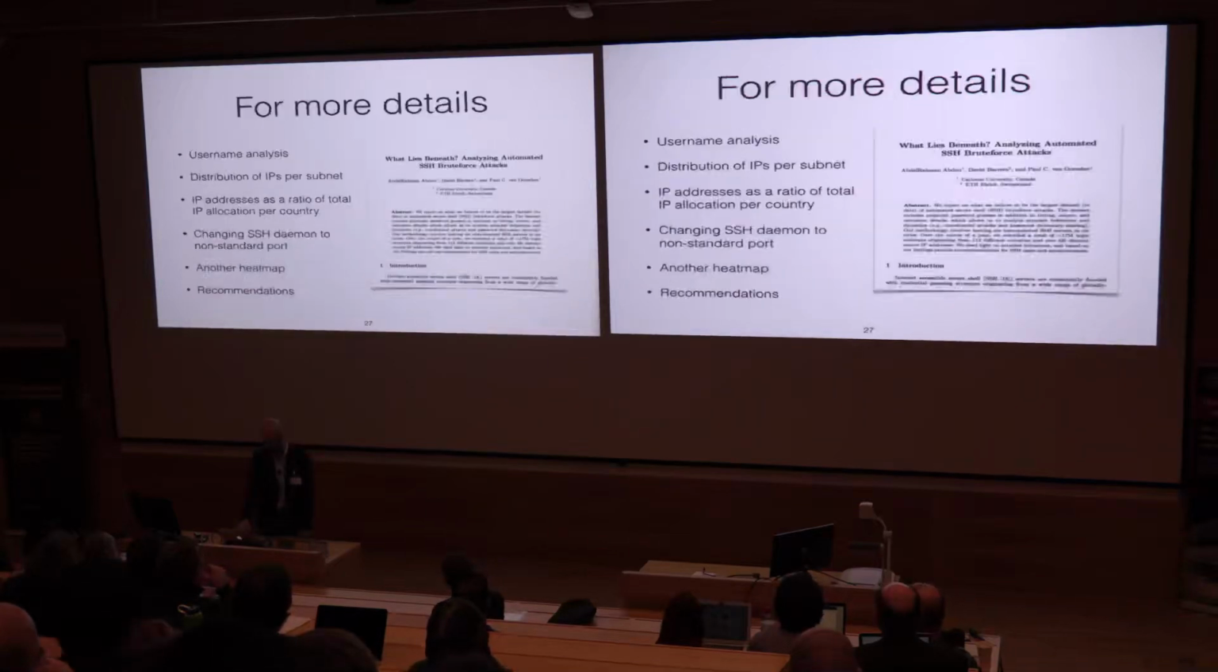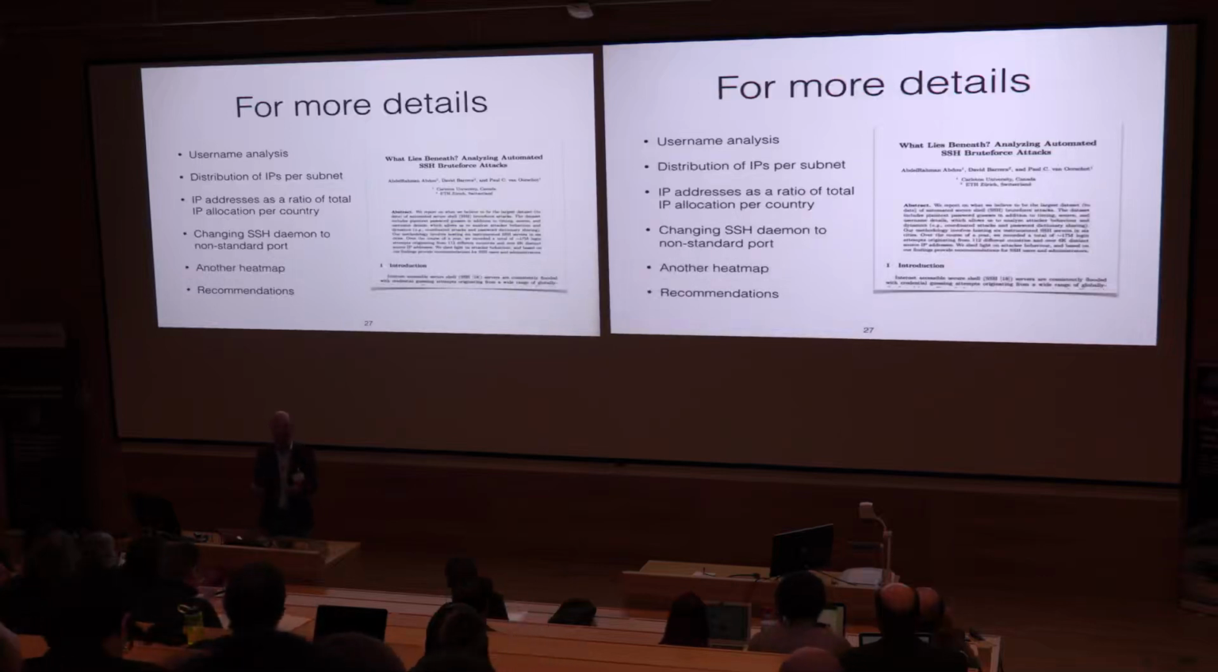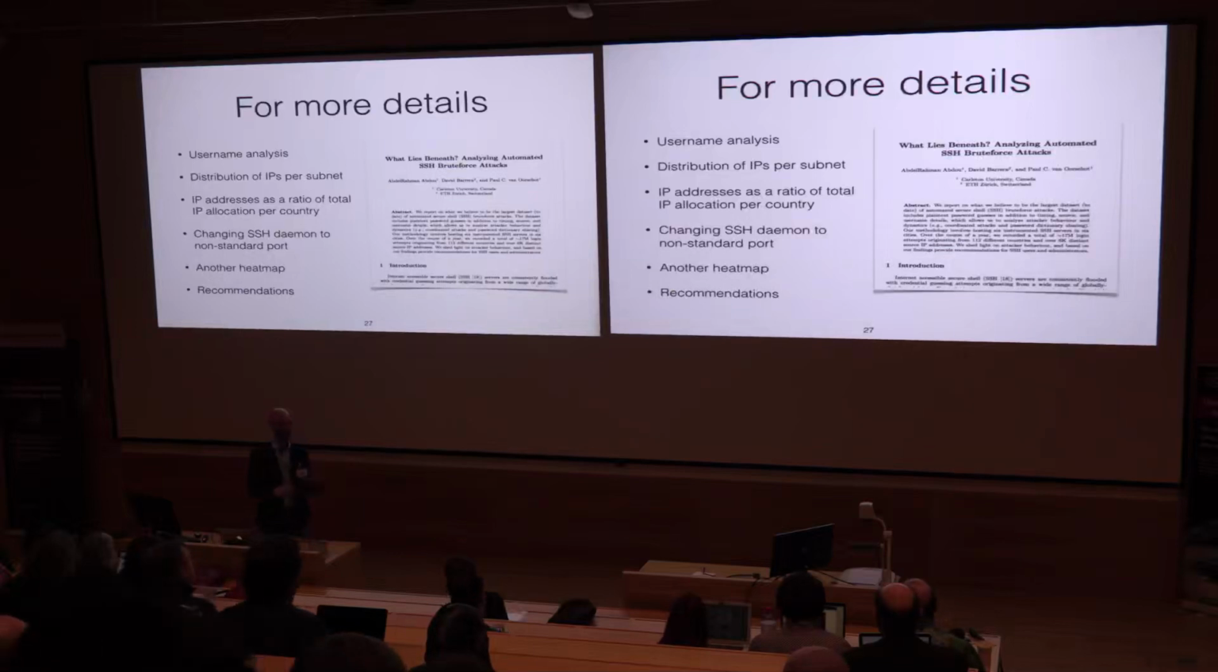Okay, so I'm out of time, but I do want to encourage you, if you saw anything that seems interesting from this talk, go take a look at the paper. There's a lot more analysis in there. We have username analysis and distribution of IPs within subnets. We have IP addresses as a ratio of total IP allocation per country, so we can find the most malicious countries. We have the consequences of changing your SSH daemon to a different port, which is common advice, and we have some ideas of whether that works or not.